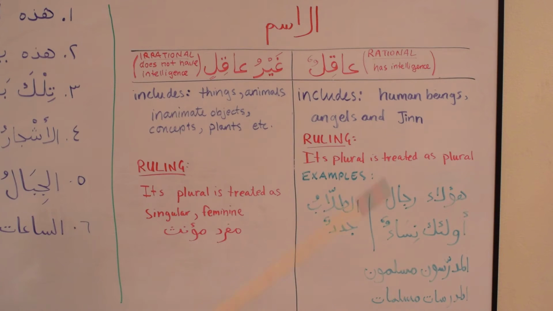So just to recap, there are two isms, 'aqil and ghayr 'aqil. For 'aqil, the ruling is you treat it as though it's plural. For ghayr 'aqil, you treat it as though it's feminine singular.